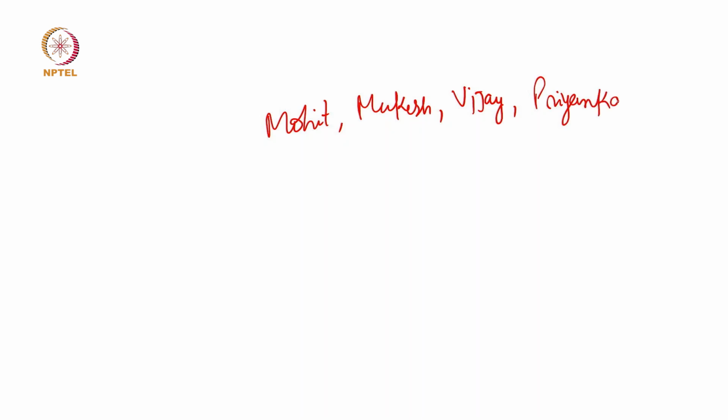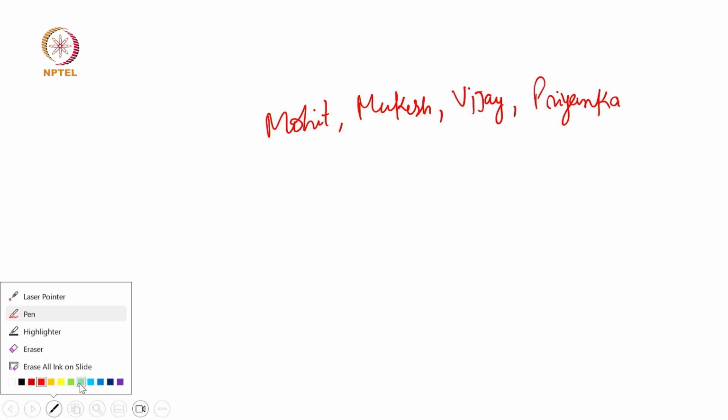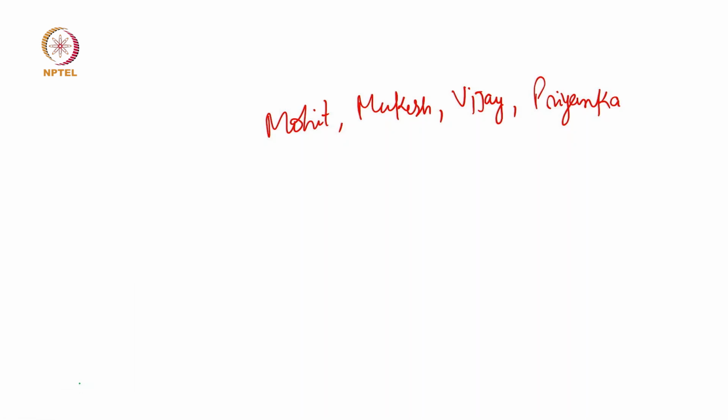Okay. So let us now start understanding regular expressions from the very basics. Take an example that these are 4 words. One is Mohit, then one is Mukesh, then one is Vijay, then one is Priyanka. Now, what is common in all these 4 words? Can you identify any patterns in these particular 4 words?